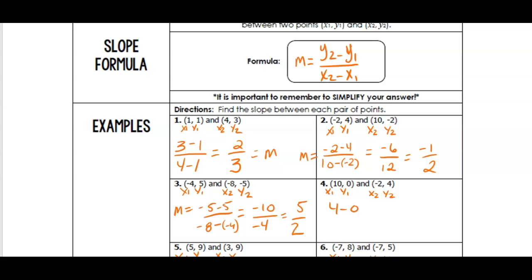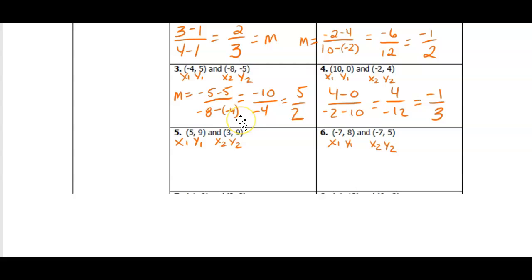Four minus 0 on top, y2 minus y1. So we're getting pretty repetitive here. -2 minus 10. So notice how these were kind of similar. Just kind of change the numbers around. -2 minus 10 is -12. Simplifies to -1/3. And we end with two special cases, I believe.